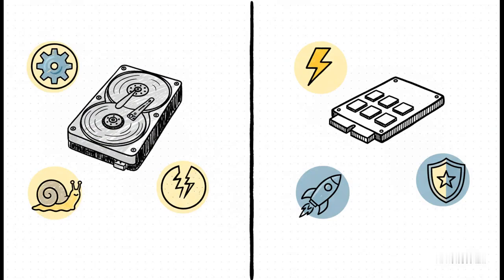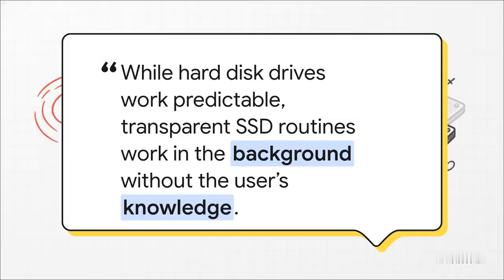So, to put them side by side, HDDs are these mechanical marvels, but because they have all those moving parts, they're just naturally slower and more fragile. SSDs, on the other hand, are pure electronics, which gives them this huge leg up in speed and durability. But the biggest difference isn't just physical. It's about intelligence. This quote from a research paper on this stuff just nails it.